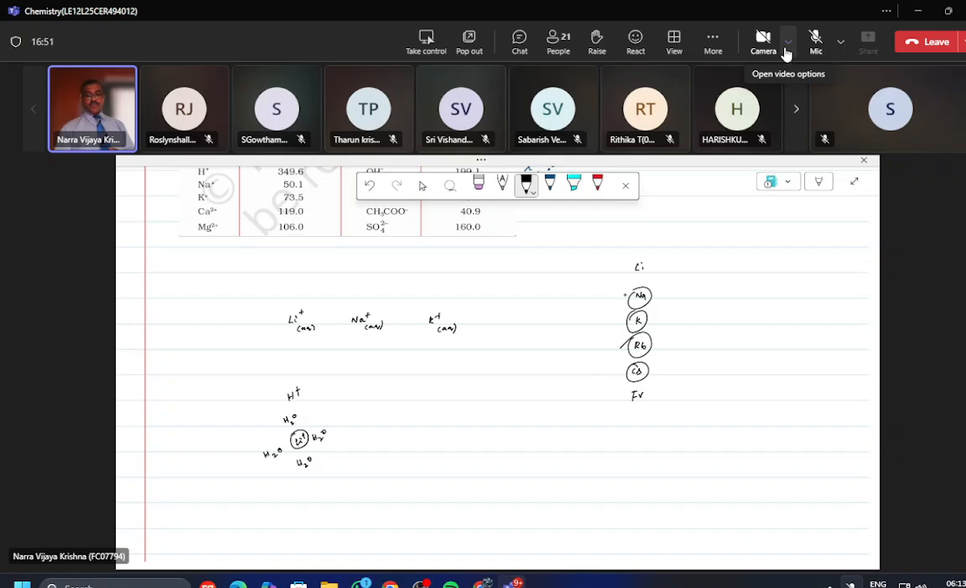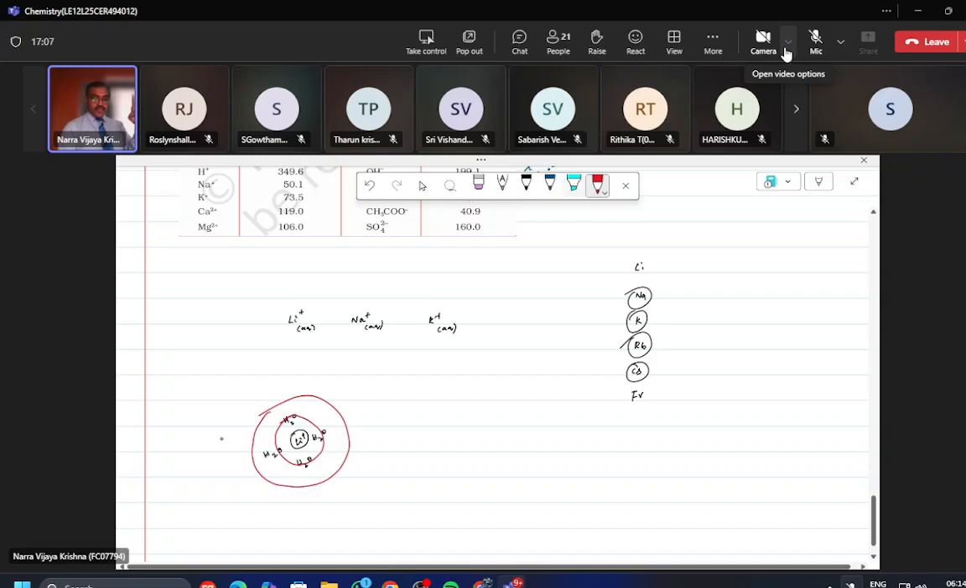Around potassium and sodium, up to 6. Now, around Li plus, only 4 water molecules are surrounding. That is in the first layer. In the same way, in the next layer, again a few more water molecules, and in the next layer again a few more water molecules.